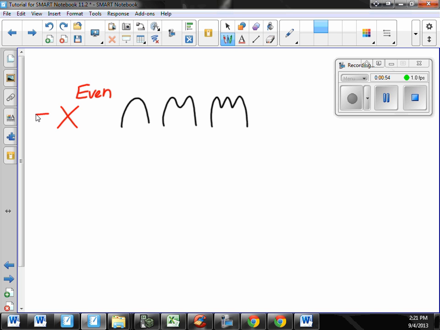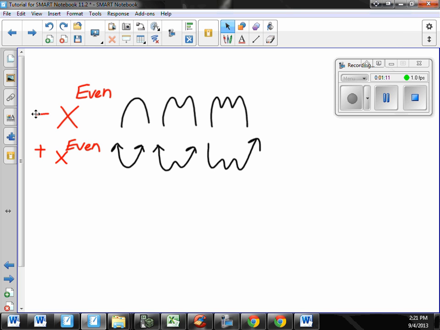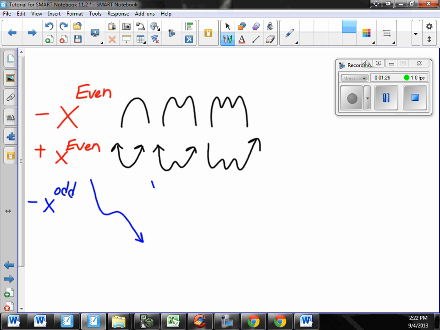What if I have a positive x to an even number? Then it would look like this. Something like that. And again, there are arrows on all of those. Okay? What about a negative x to an odd power? So it's going to start from the top and then go down. Or it could do a couple wiggles in there, or a lot more.